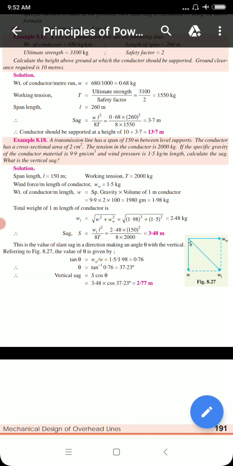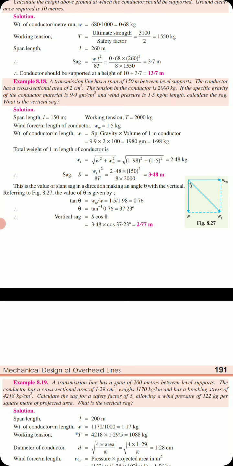Multiply by 2 is the area. Multiplying by 100, totally we are getting 1980 grams, or it is nothing but 1.98 kg. So what is the total weight? Here there is no ice, ice coating is not given, so Wi is 0. So totally (W plus Wi) whole square plus Ww square, but Wi is 0, only W square will be coming, and Ww square. We apply the two values and we will get WT as 2.48.